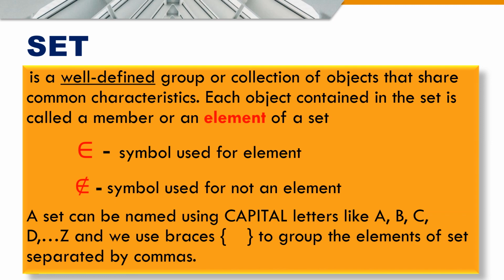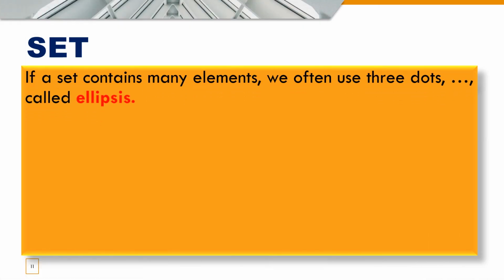A set can be named using capital letters like A, B, C, D up to Z, or any letters in the alphabet, and we use these braces or curly brackets to group the elements of a set, separated by commas. And if a set contains many elements, we often use 3 dots. Okay, these 3 dots, we call these ellipses.